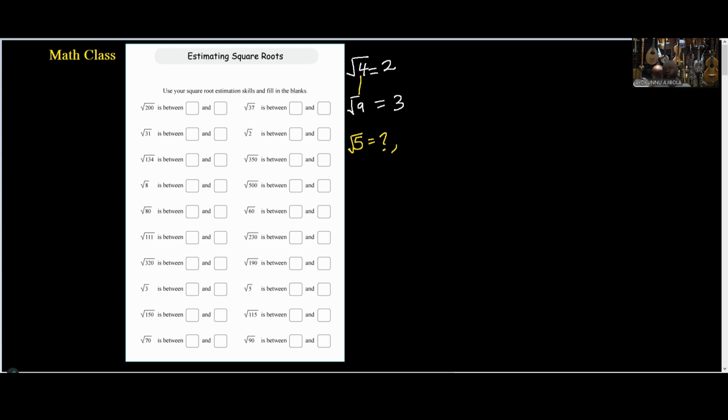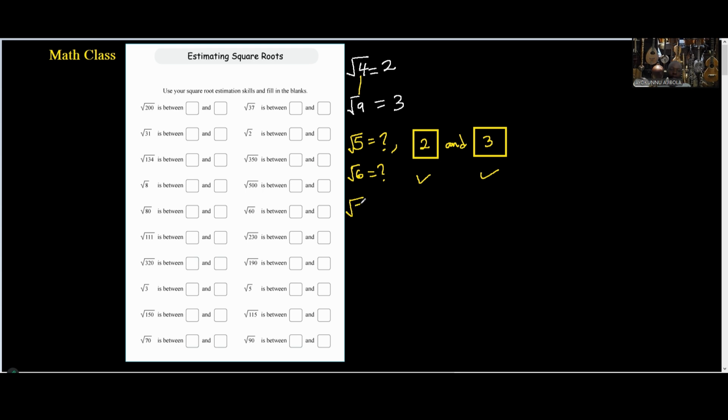Okay, they're now giving us two options, that it should be between which number and which number. The answer will be between 2 and 3. Why? Because square root of 4 is 2 and square root of 9 is 3. So this number, 5, is greater than 4 and less than 9. What other number? Maybe 6. Square root of 6 is what? It will also be between 2 and 3.